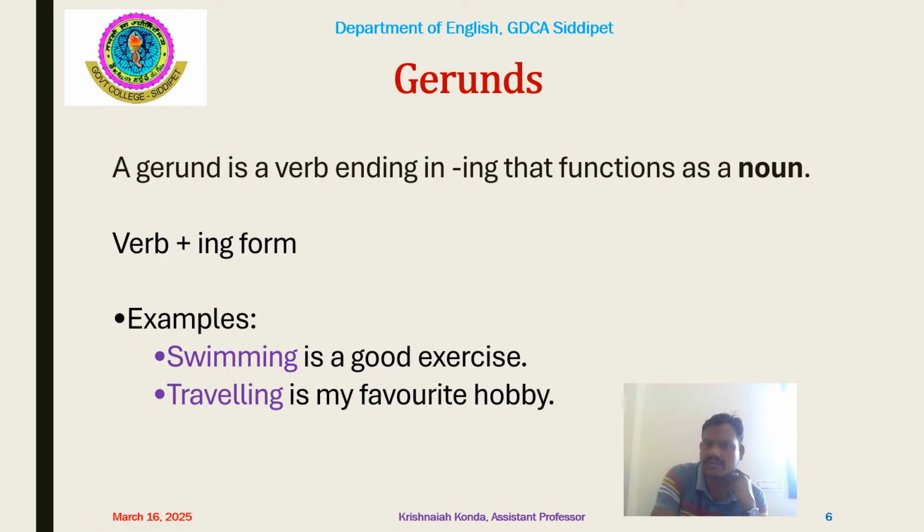A gerund is a verb ending in ing form that functions as a noun. For example, in swimming is a good exercise, the word swimming acts as the subject of the sentence. And in traveling is my favorite hobby, the word traveling acts as a noun and is the subject of the statement.